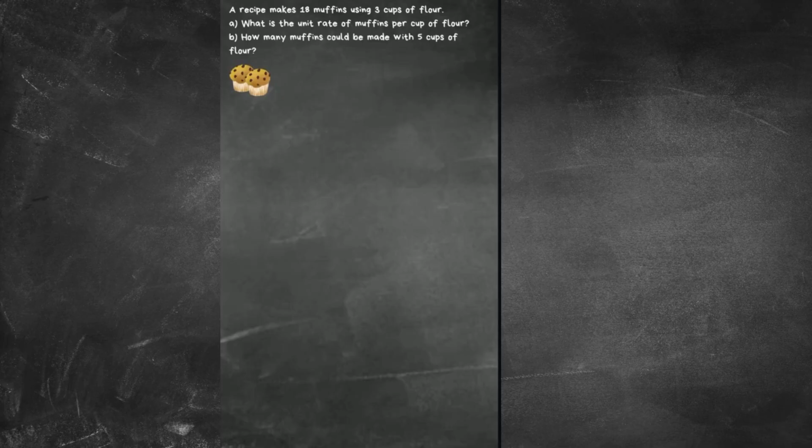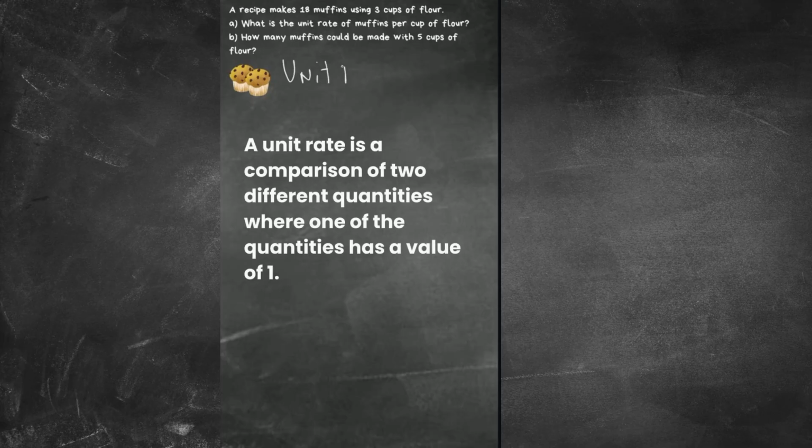Let's solve this unit rate problem. It says, a recipe makes 18 muffins using 3 cups of flour. What is the unit rate of muffins per cup of flour? How many muffins could be made with 5 cups of flour? Okay, let's first define the unit rate. Unit rate is when you compare two objects and one object is set to 1. So 1 is the key.